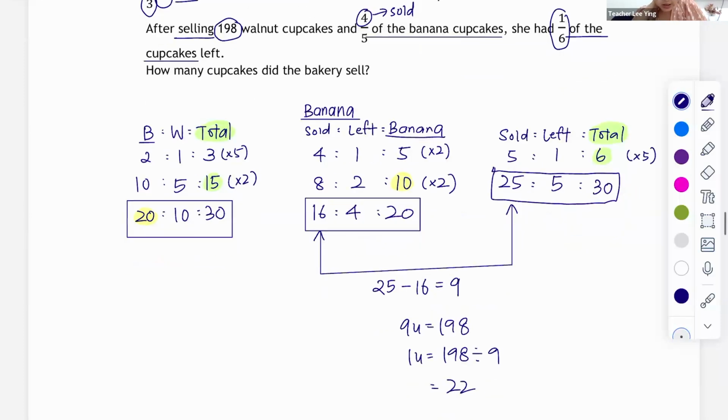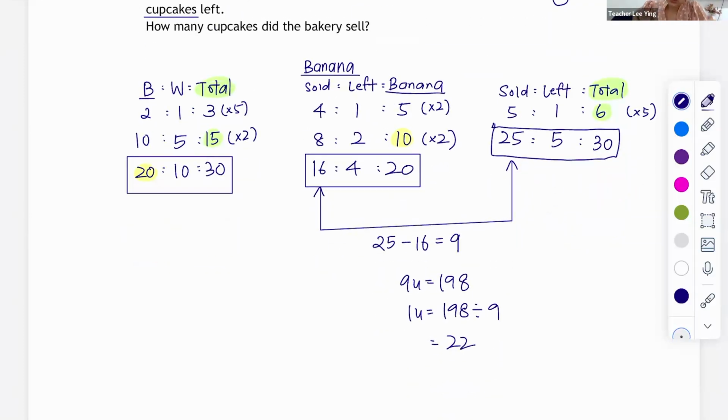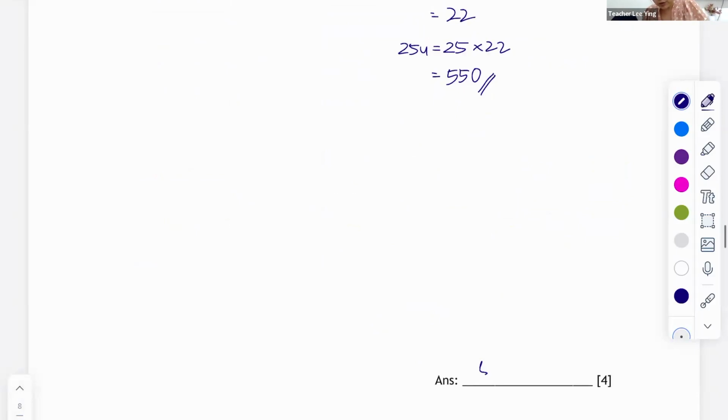How many cupcakes did the bakery sell? So we're looking at sold. So we're looking at 25 units. Not the total stuff, we just want how much is sold in total. And the answer is 550. The bakery sold 550 cupcakes.